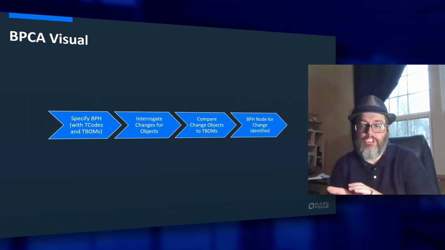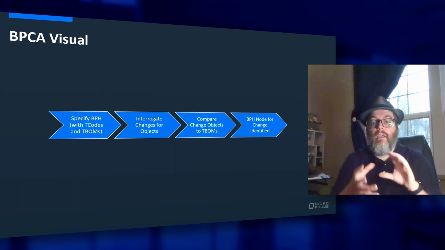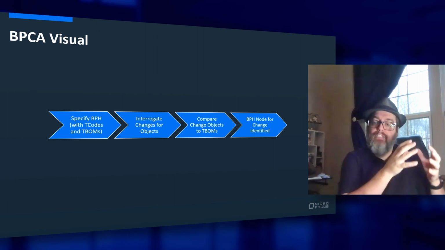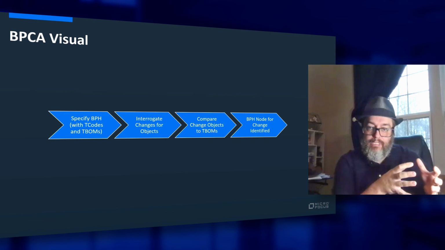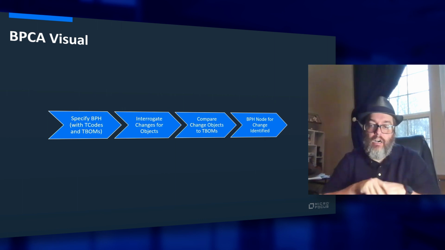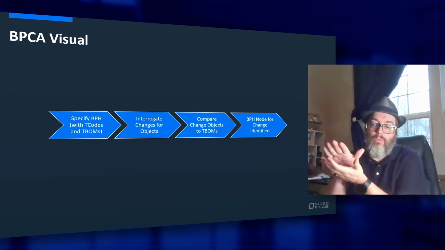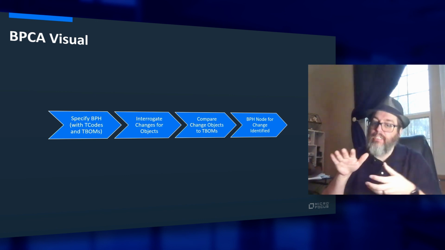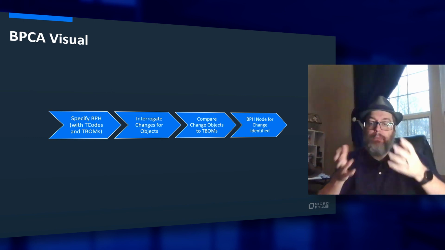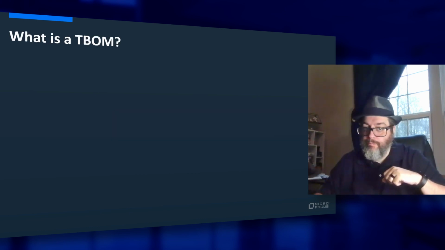BPCA will then interrogate that change and look for what objects are included inside that change. Then, BPCA will compare all of those identified objects in the change to the objects present across all of the TBOMs in the system, building a list of which TBOMs those objects in the change are impacting. Lastly, BPCA will then specify which BPH nodes have TBOMs with objects in the change in the BPCA run results. Those BPCA run results will contain which BPH nodes and which T codes are impacted by the change being analyzed.